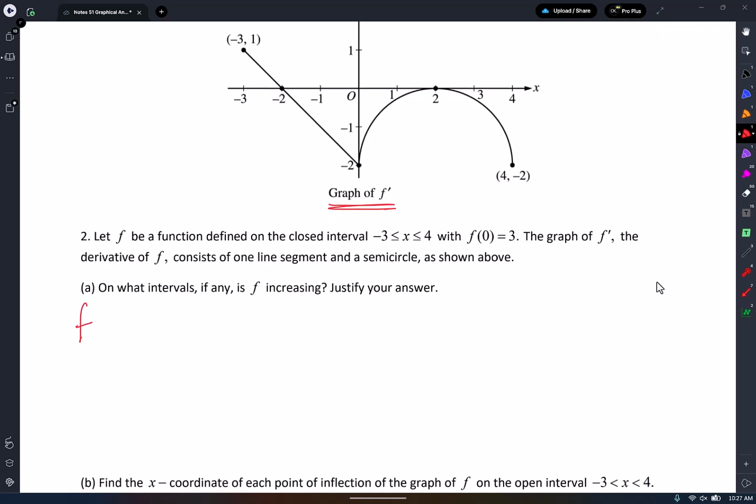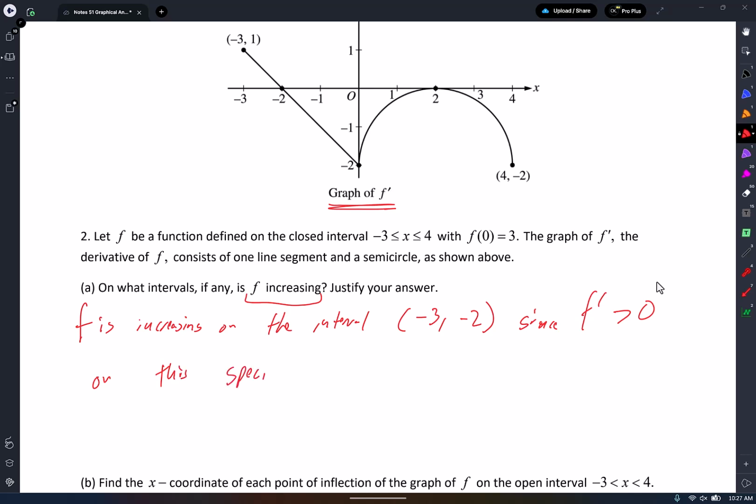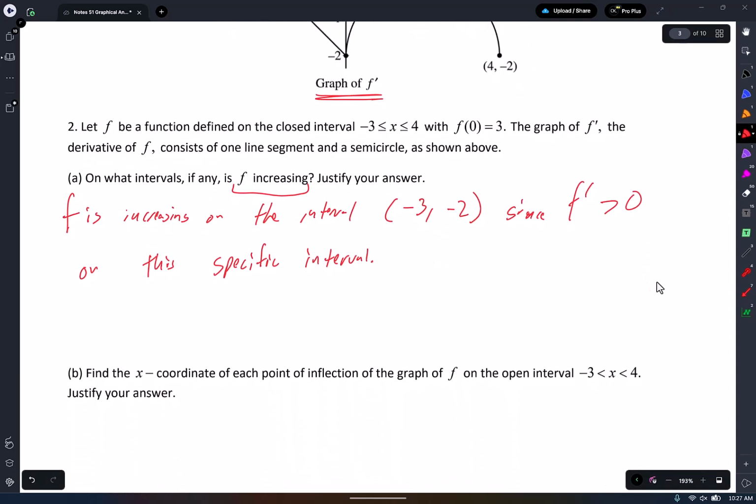So f, and I'm using the stem, f is increasing on the interval, parenthesis, negative 3 all the way to negative 2. And you can actually use brackets if you want, but that's fine right there. Since f prime is positive on this specific interval. You can probably get away with just stopping there, but I would put that one little sentence there. Are we still okay?